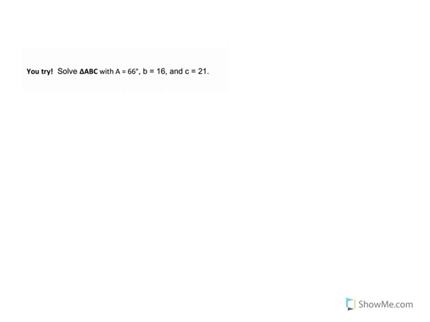Alright, so I'm going to draw my triangle. I draw the same triangle every single time I do law of sines and cosines. I've been drawing the same triangle since I was in high school. So we've got A, B, C, B, A, C. Let's go ahead and label these things. We've got A is 66 degrees. B is 16. C is 21.